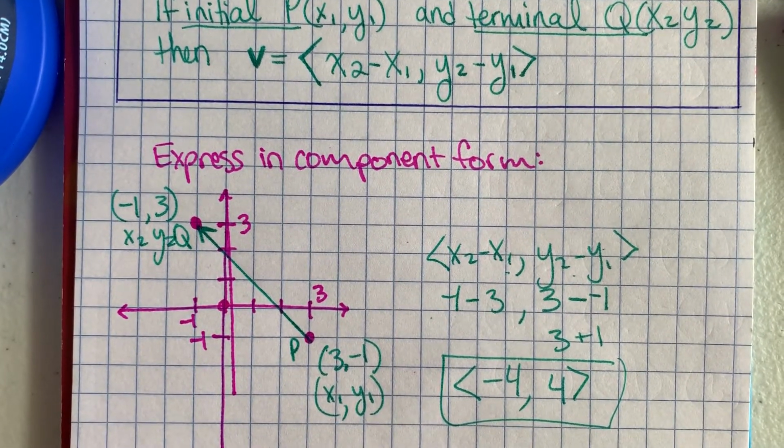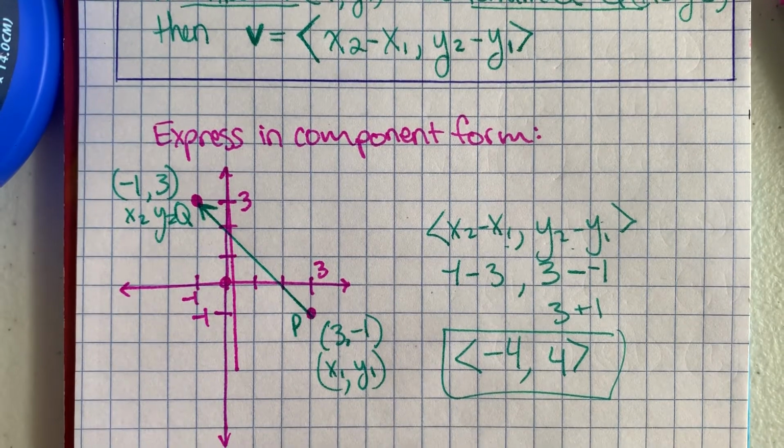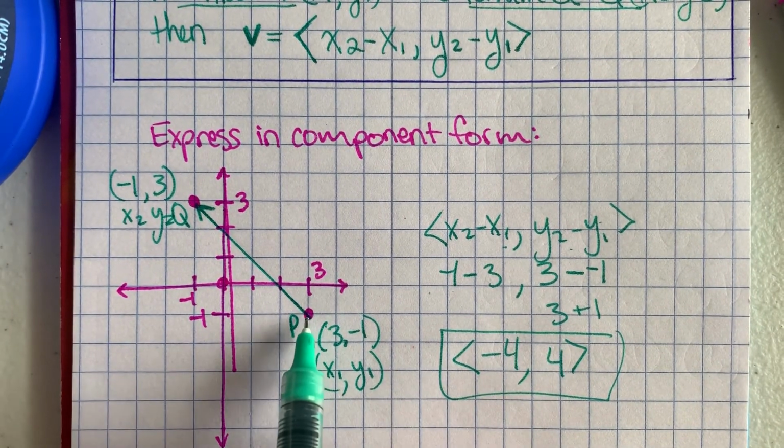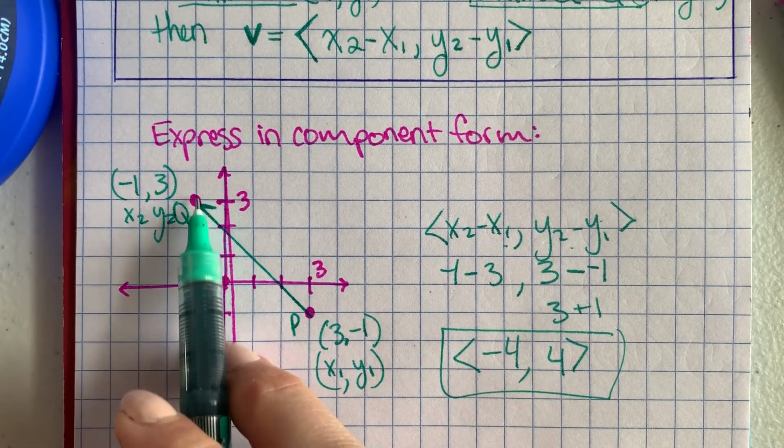And that'll be our vector answer expressed in component form. We've moved, and you can test it, we've moved 4 to the left, and we've moved 4 up.